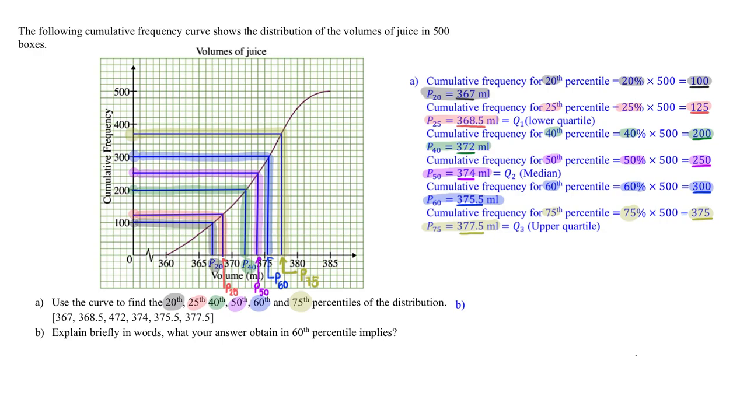For part B, we zoom in on this 60th percentile and what it implies. Okay, it simply means that 60% of the data here, which is the juice, actually have a volume of 375.5 ml or less. That means less than or equals to this 375.5 ml. And that is all you required to indicate.